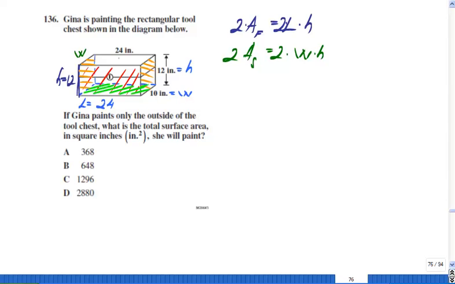What I have left is the bottom and the top of Gina's chest. That will be 2 times the area of the bottom, because the top will be the same. Let's call it A sub B, the area of the bottom and top, which will be 2 times, and the dimensions of the top will be what? Length by width, right?